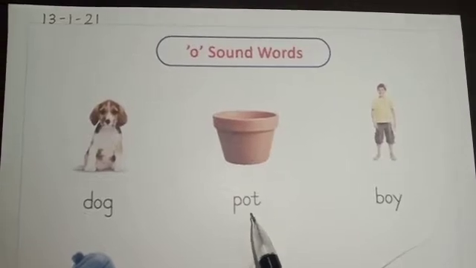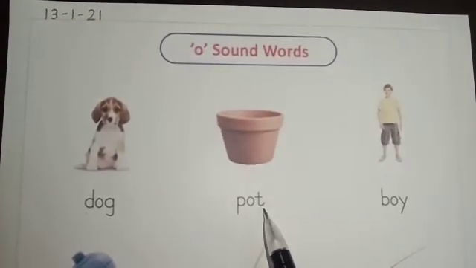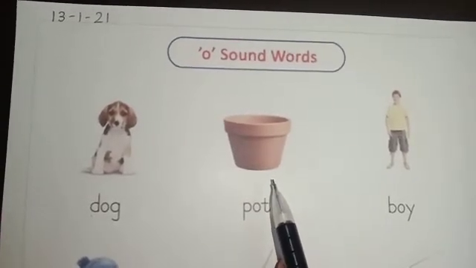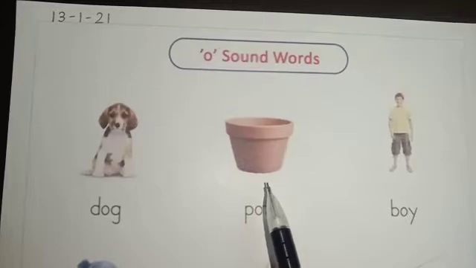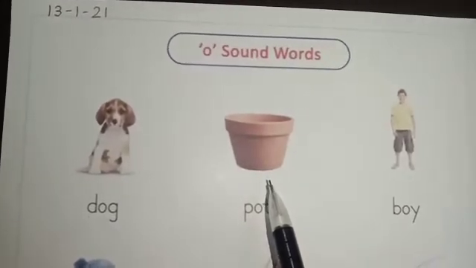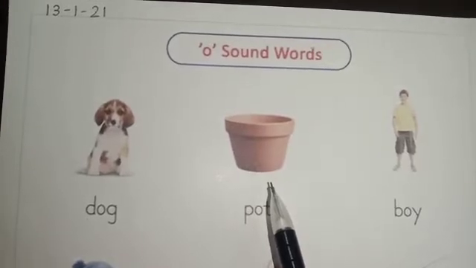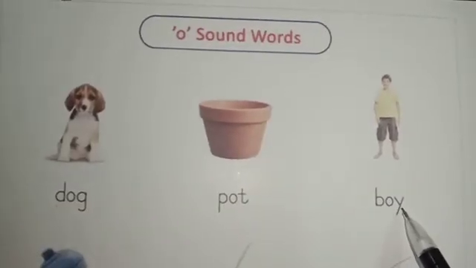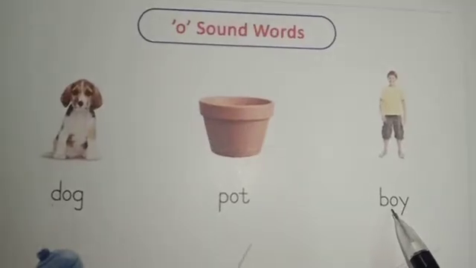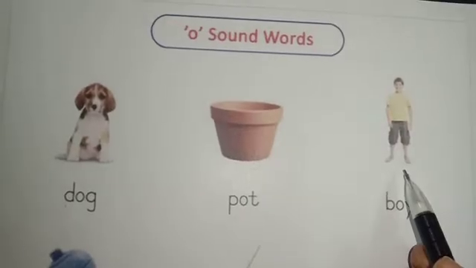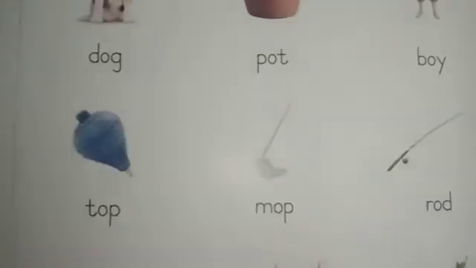P-O-T, pot. Kids, this pot is a container in which flowers and other plants are cultivated and displayed. इस पॉट में हम लोग प्लांट्स ग्रो करते हैं और हमारे घर में भी रखते हैं. B-O-Y, boy. This is a boy. Boy means लड़का.